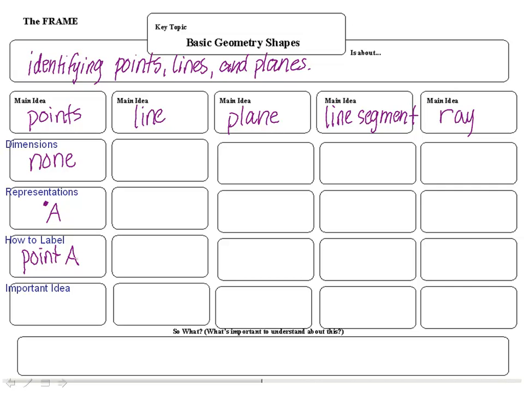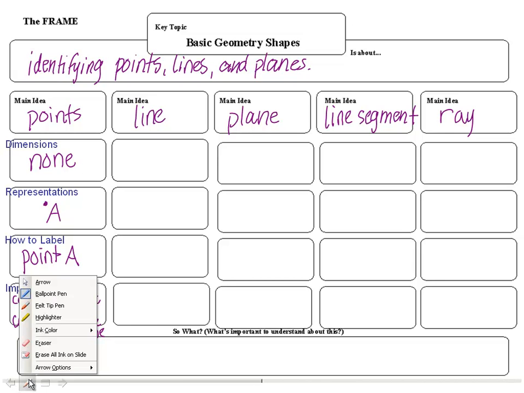Important ideas for this, we have 2 of them. The first one is collinear, and that means just like it sounds, co means together, linear is line, so collinear is on the same line. The other important idea is coplanar. So co is together, planar sounds like plane, so this means on the same plane. So collinear on the same line, coplanar on the same plane. So that's our information about points.